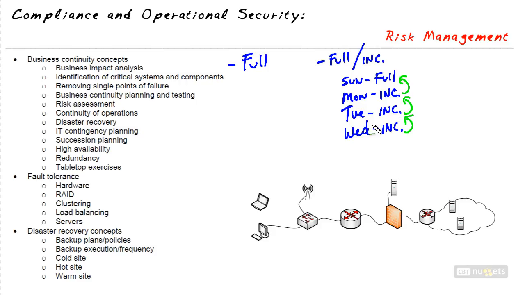Now the challenge with this is, let's say that Thursday morning comes around and we need to restore all the data. To restore the data, we're going to restore, first of all, our full backup from Sunday night, and then the incremental from Monday, and the incremental from Tuesday, and the incremental from Wednesday. And after we've restored those 4 data backup sets, we've now effectively restored all the data.